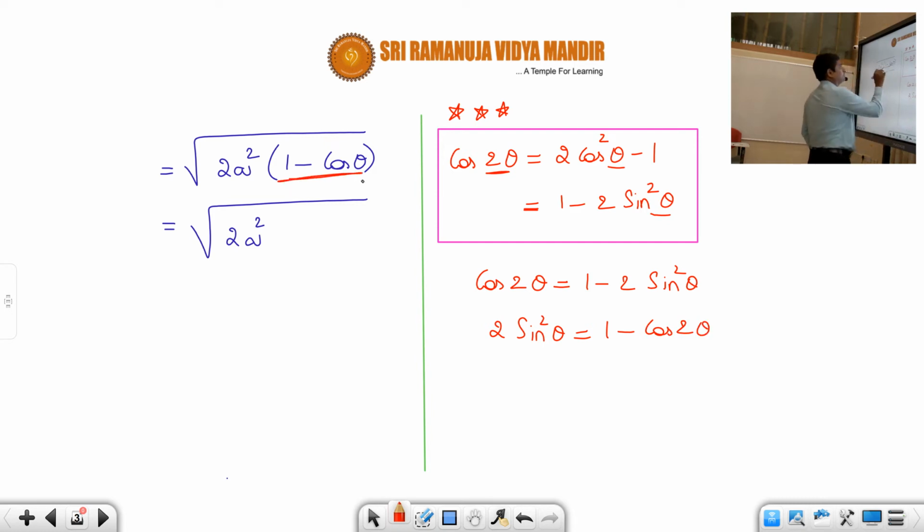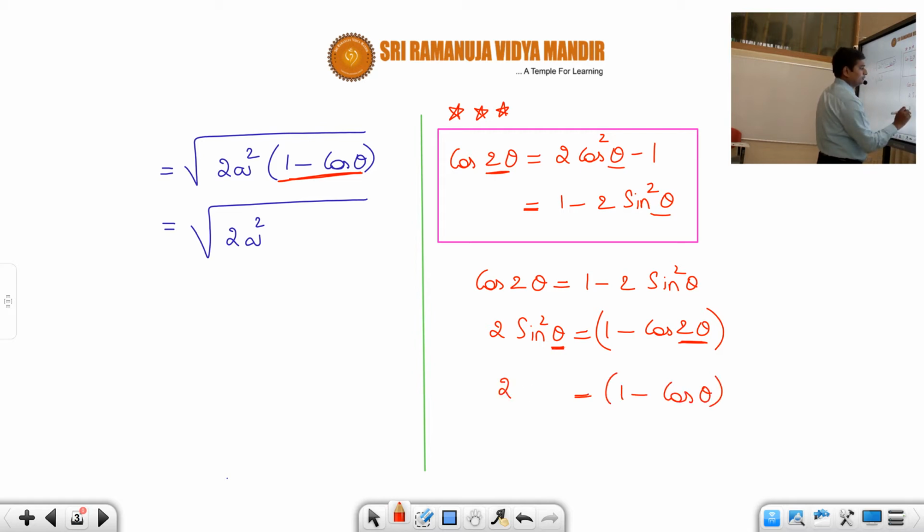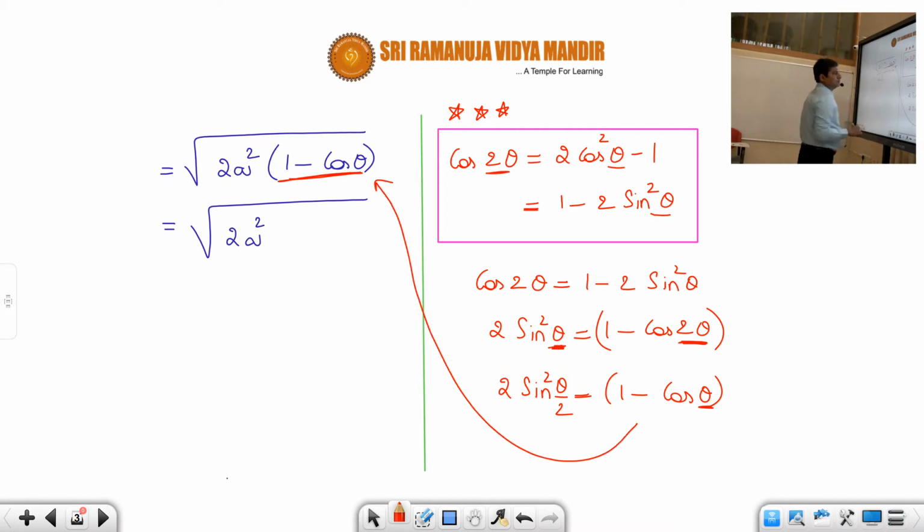Here I have 1 minus cos theta, students. So here now I have cos 2 theta, but if here it is 2 theta, then it means theta, students. If I want theta, then this will become theta by 2. So 2 sin square theta by 2. Always remember, students, if here 2 theta means theta, here theta means theta by 2, half. So therefore 1 minus cos theta is equal to 2 sin square theta by 2.